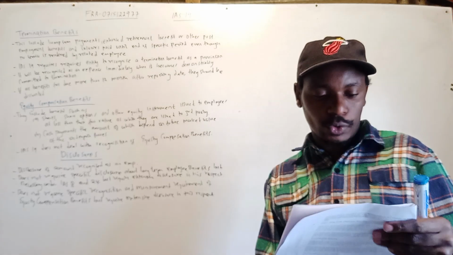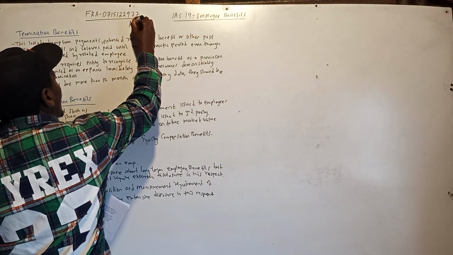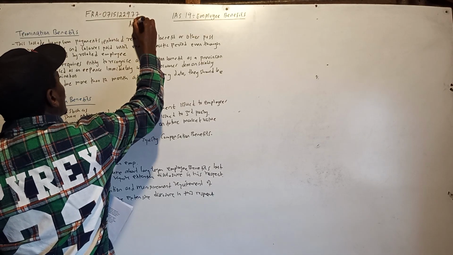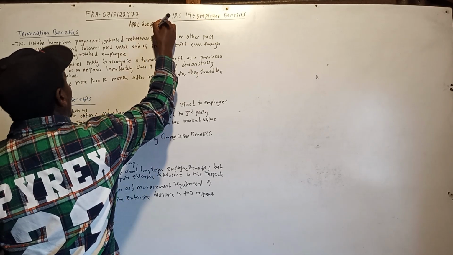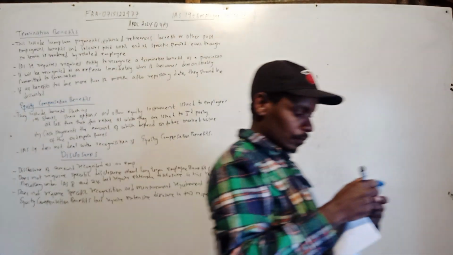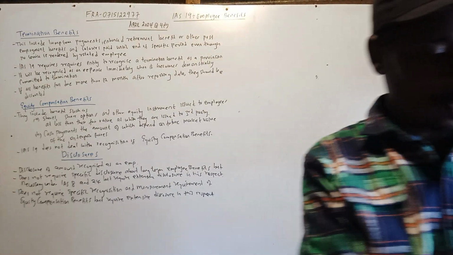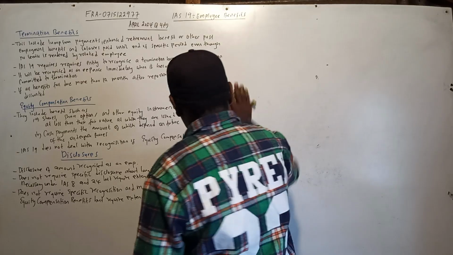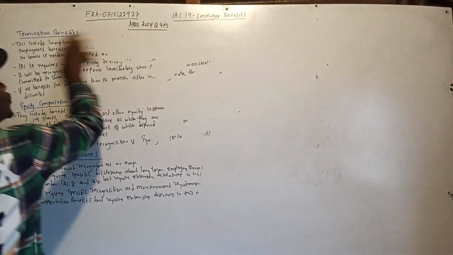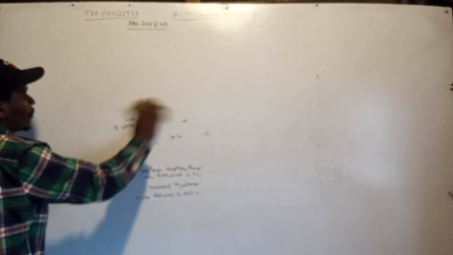I want us to do a question from April 2024, question number 4B. That one I'm going to do together with you, and then I'll give you another one to check on your side.